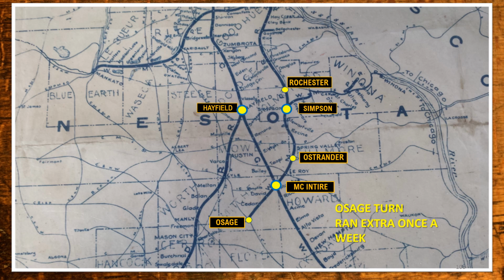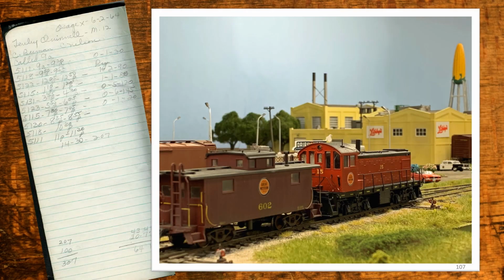Here's kind of an overview. They came out of Rochester all the way down, just a caboose and an engine, picked up the cars at McIntyre, headed down to Osage, did their work, headed back up, dropped the cars off, and then did a caboose hop all the way back up to Rochester.